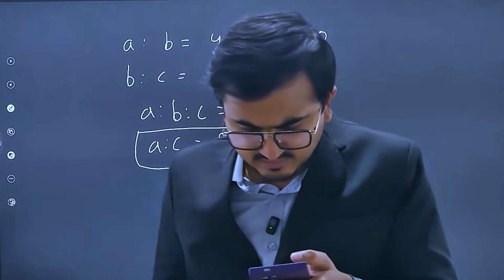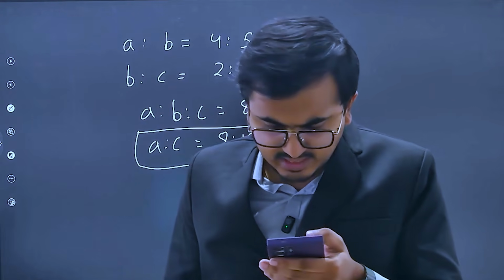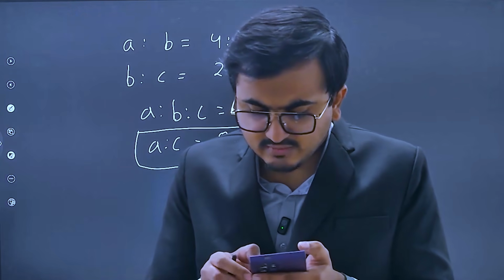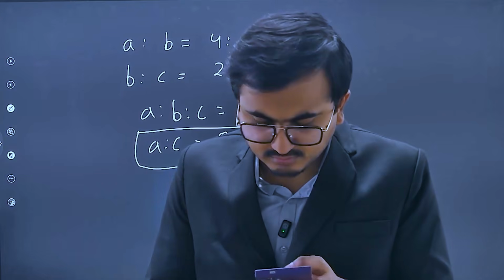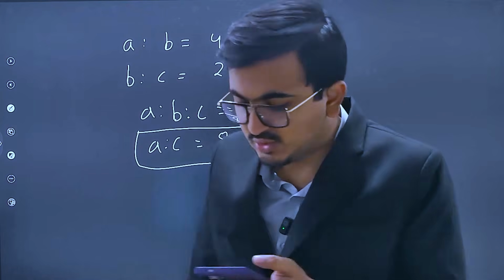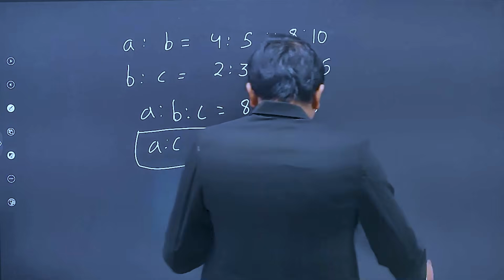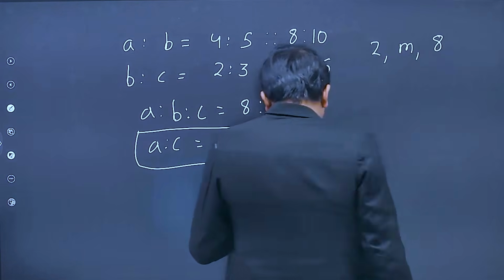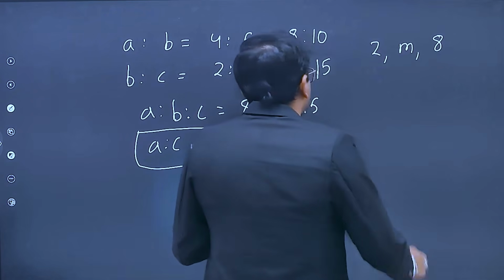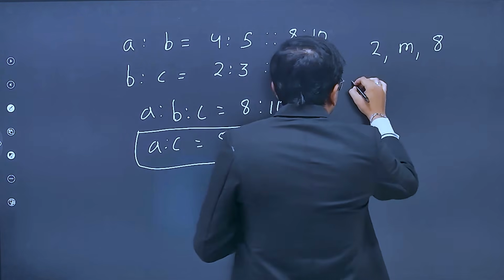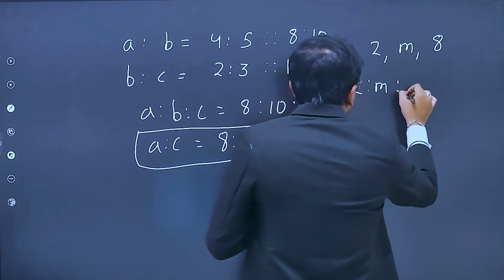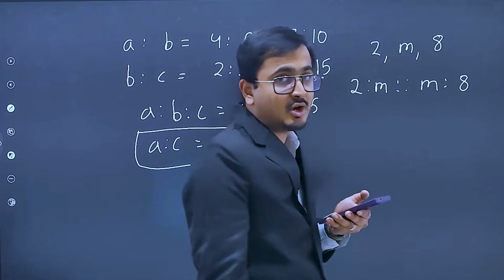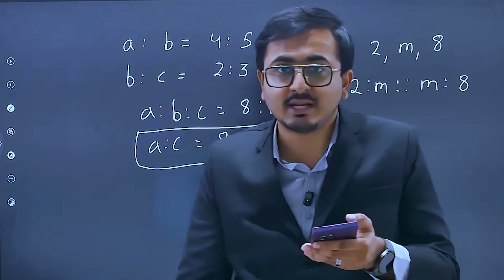So find the value of M if 2, M and 8 are in continuous proportion. Continuous proportion I have already given you. If 2, M, 8 are in continuous proportion, how can I find the value? 2:M should be proportional with M:8. That is the meaning of continuous proportion.